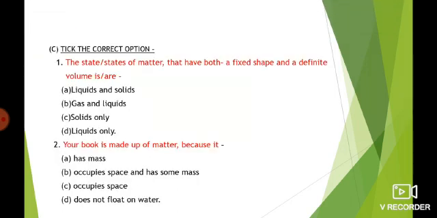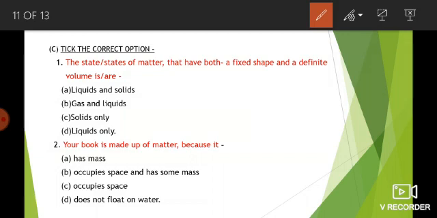Next is tick the correct option. The state or states of matter that have both a fixed shape and a definite volume is or are: liquids and solids, gas and liquids, solids only, liquids only. So both fixed shape and definite volume. This property is shown only by solid.